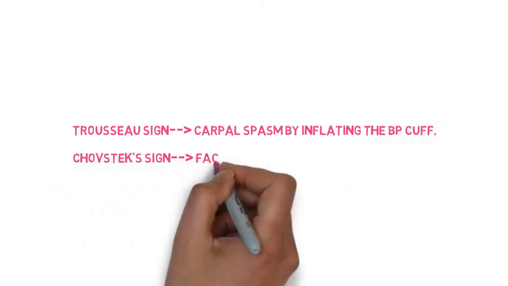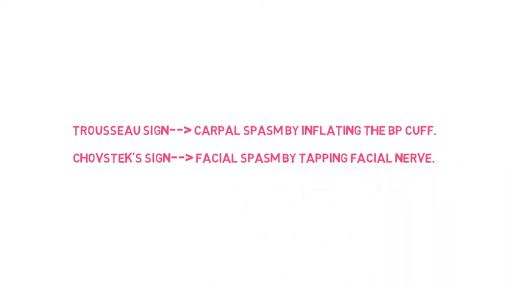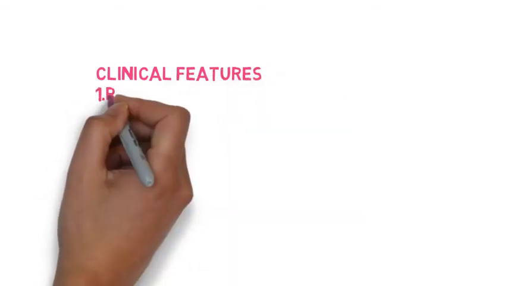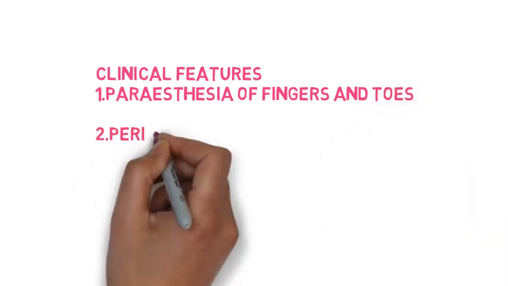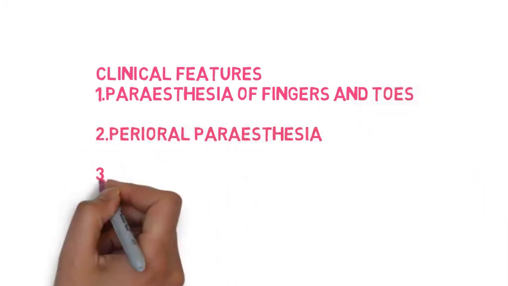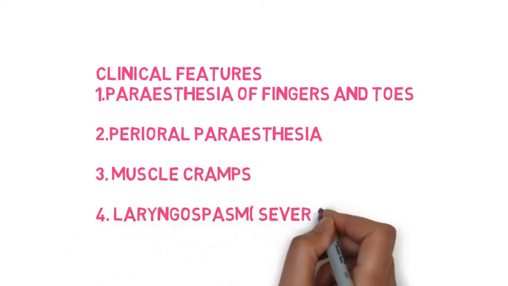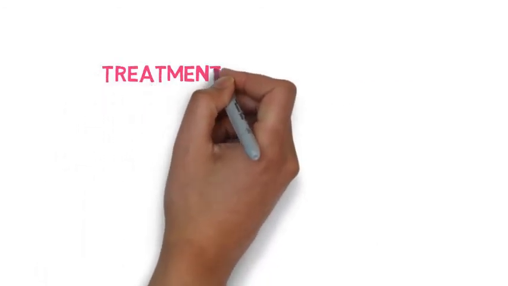And what are the signs of low calcium? Well, there's two particular signs. Trousseau's sign, where there's carpal spasm by inflating the blood pressure cuff, and Chvostek's sign, which is facial spasm on tapping the facial nerve. And those are signs which commonly appear in exams. There are also a lot of clinical features, and you get numbness at the fingers and toes, numbness around the mouth, muscle cramps, and very rarely you get laryngeal spasm in very severe cases.